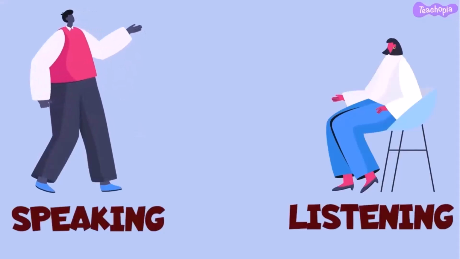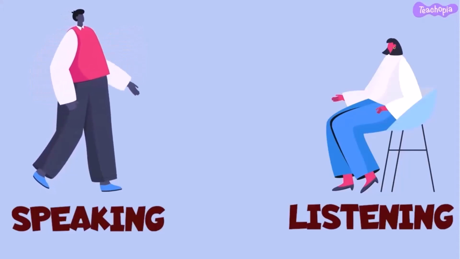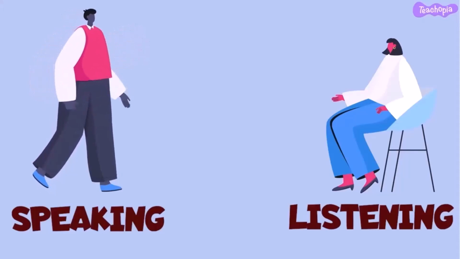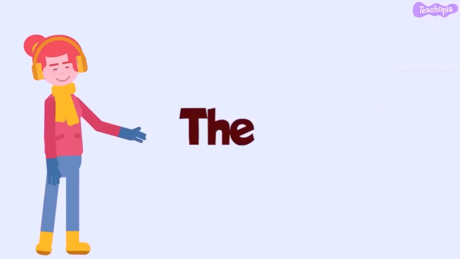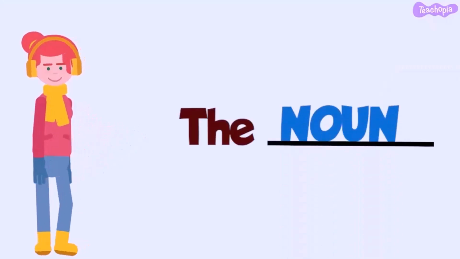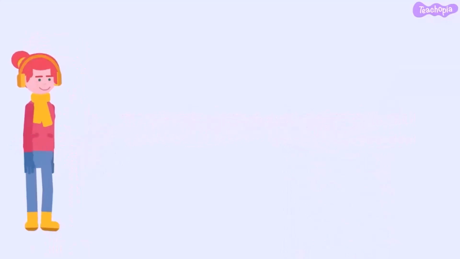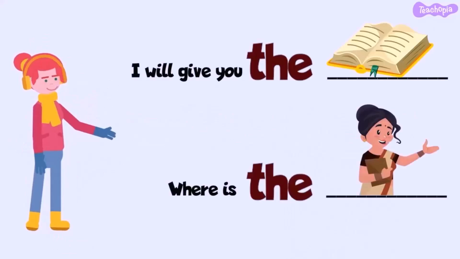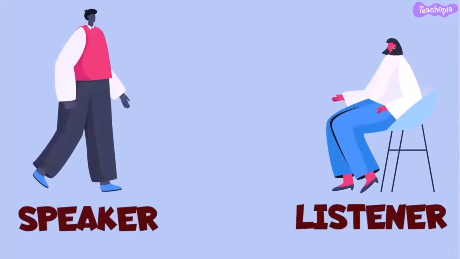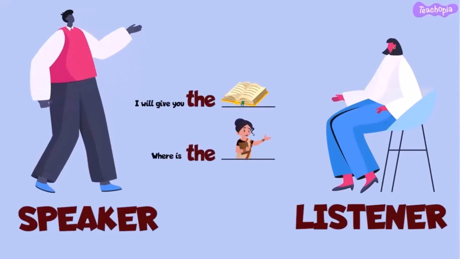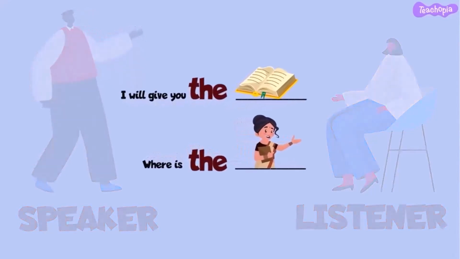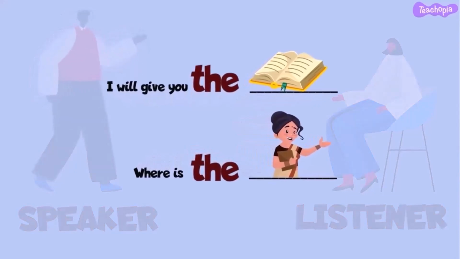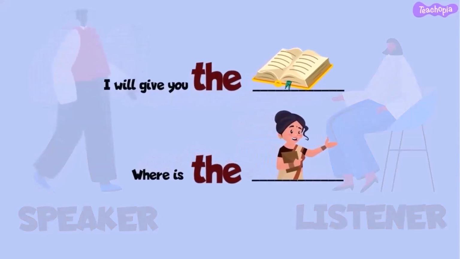What does this mean? This means that when the person who is speaking and the person who is listening both know the noun that is spoken about, the is used before the noun. For example, I will give you the book, or where is the teacher? Here, both the speaker and listener of the sentence know which book and which teacher they are talking about.